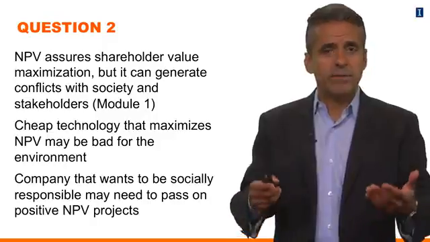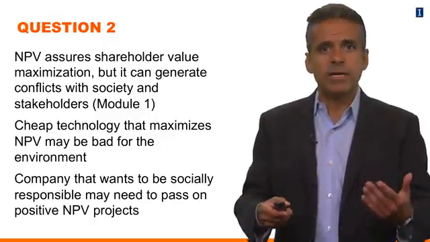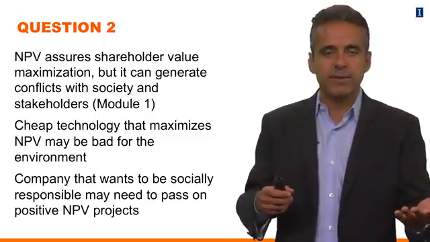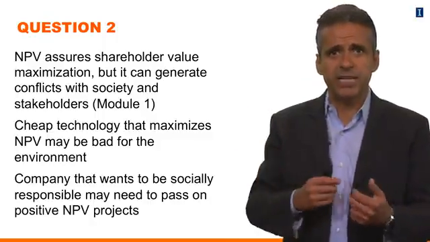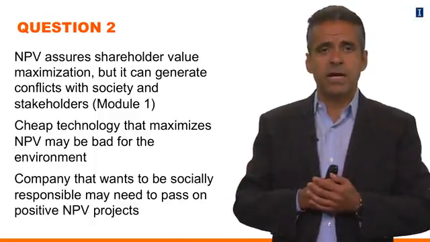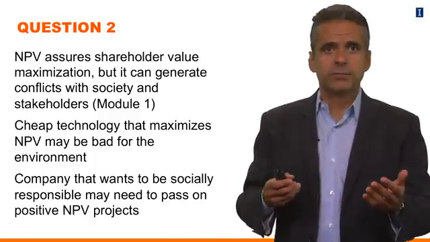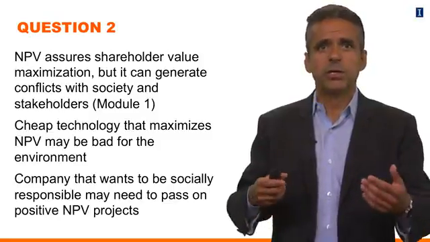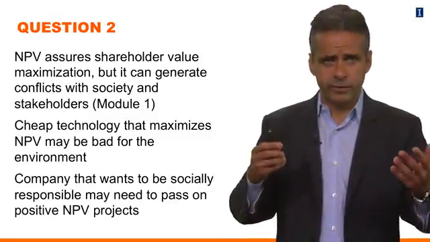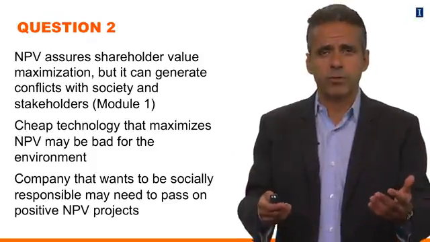Or we can think of situations where a company that wants to be socially responsible may need to pass on positive NPV projects because they are bad for society, because they hurt stakeholders, and for other consequences. So NPV does not assure that companies are doing the best for society because of this potential conflict.